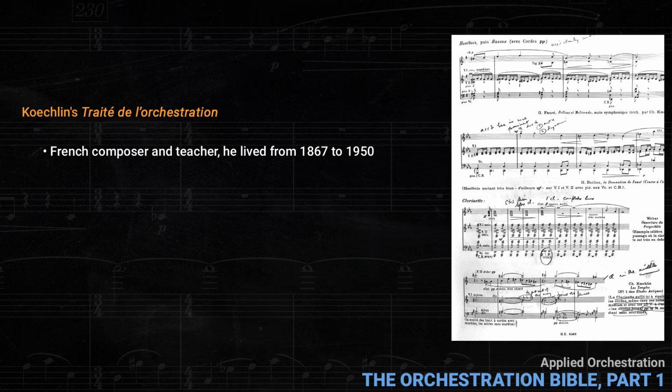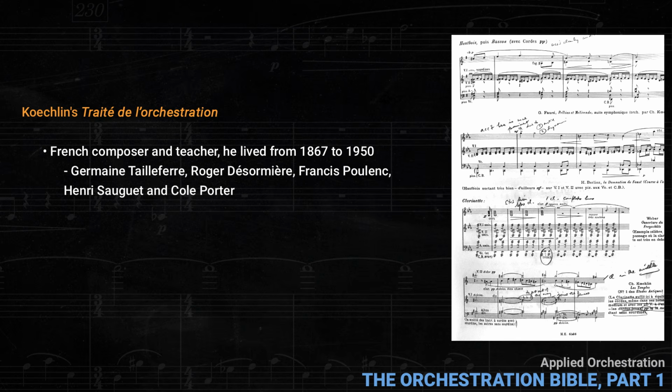He studied composition with Fauré and was the orchestrator for Fauré's Pelléas et Mélisande suite. He was also a prolific composer himself in various different styles. Among his important students were Germaine Tailleferre, Roger Désormière, Francis Poulenc, Henri Sauguet, and Cole Porter. Darius Milhaud, while not a formal student, considered Koechlin a significant influence.